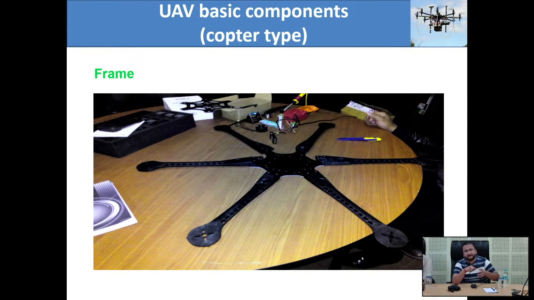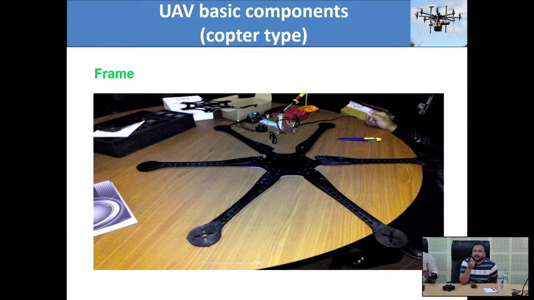Why? Now you tell, is it a hex or quad or tricopter? Hex. See, you can count, 1, 2, 3, 4. Hex means what? 4 is quad. Hex means 6. Hex is 6. So the one you are seeing in the image, that is hex. You see how many arms are there? 6 arms are there, right?